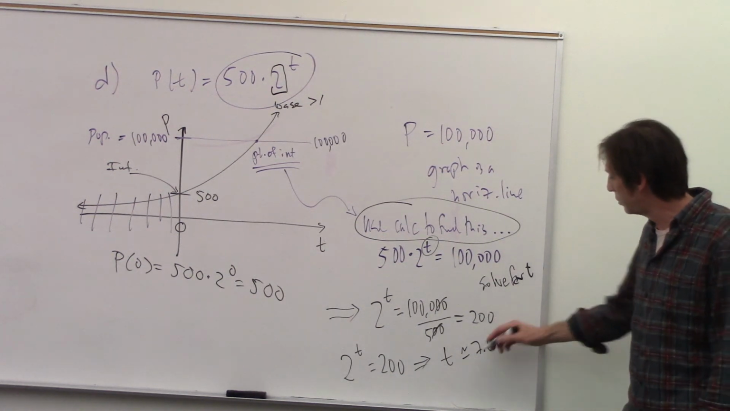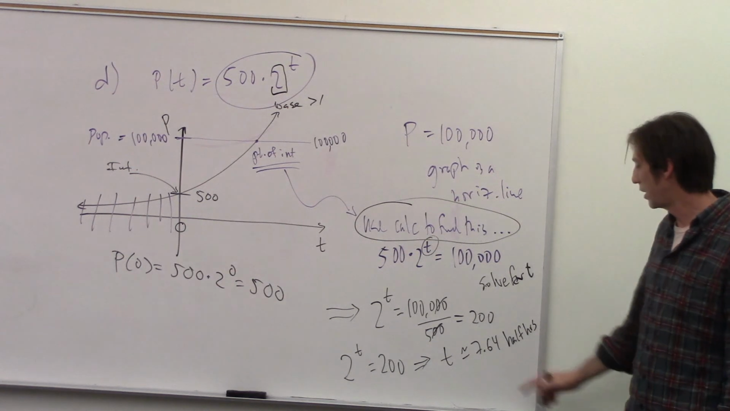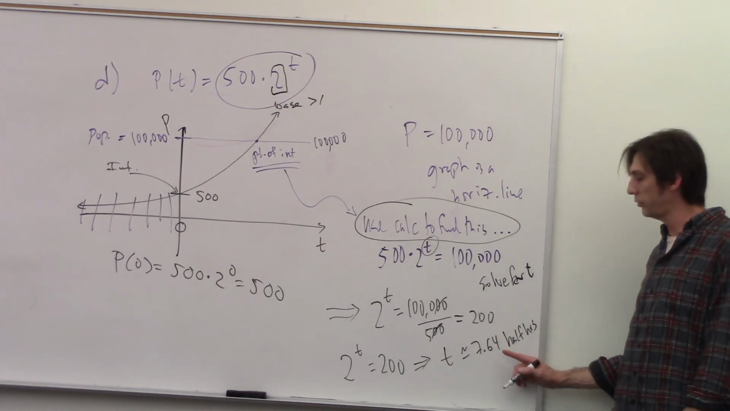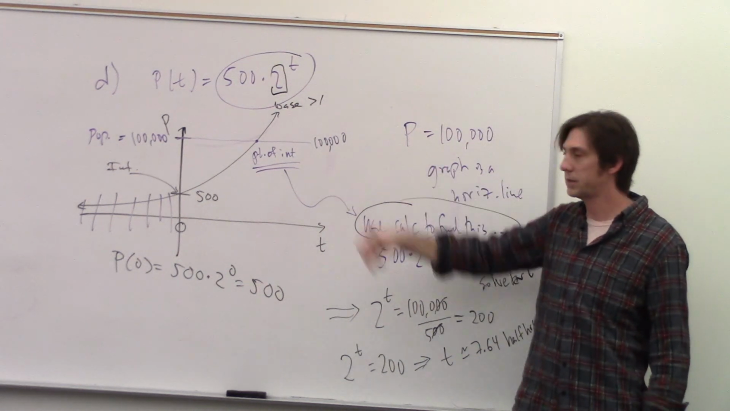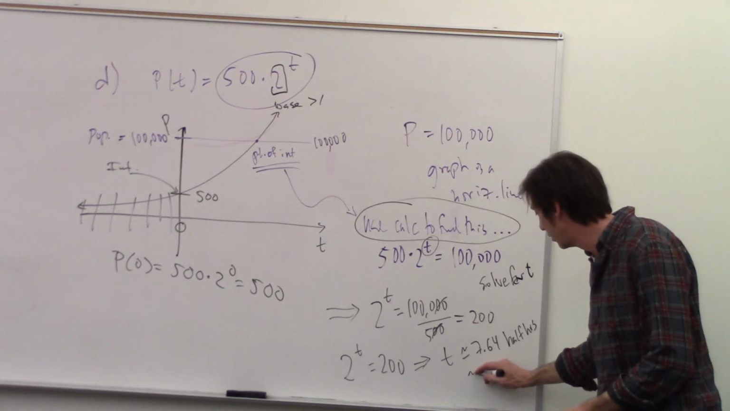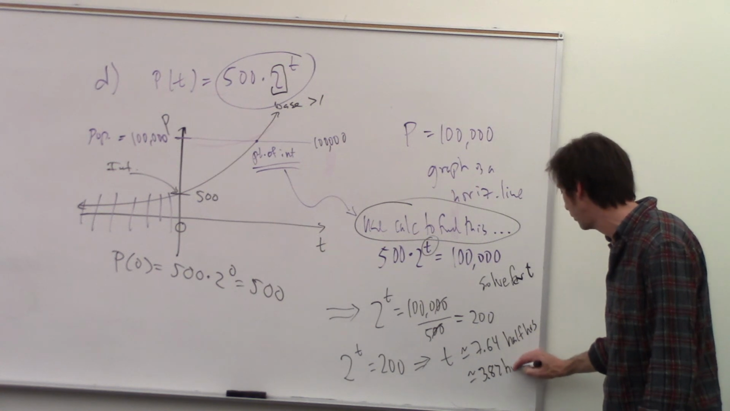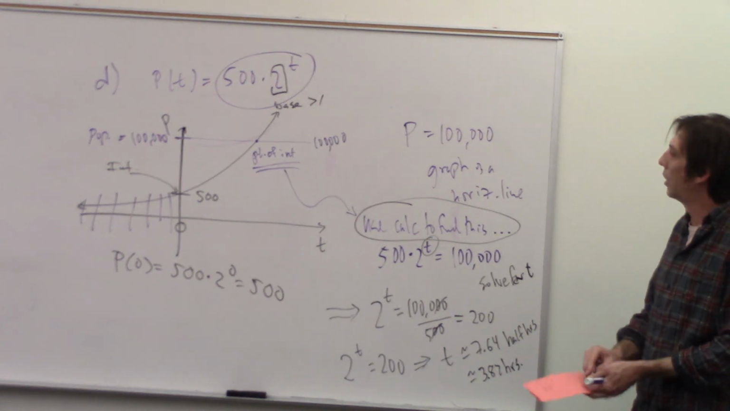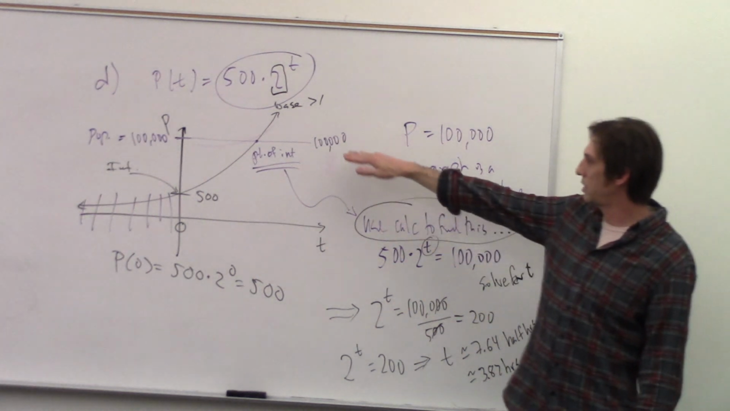And then remember that the units of t were half hours. And so after about 8 half hours, which is about 4 hours, that's when the population reaches 100,000. If we like, 7.64 half hours is about 3.82 hours. So like I said, it takes about 4 hours for the population, the bacteria size, to reach 100,000.